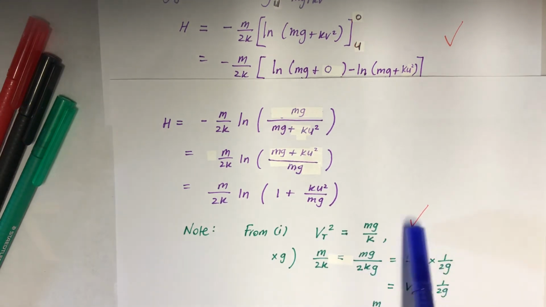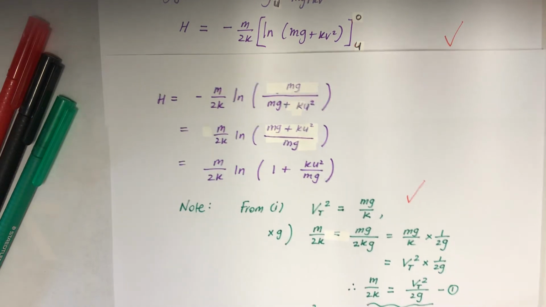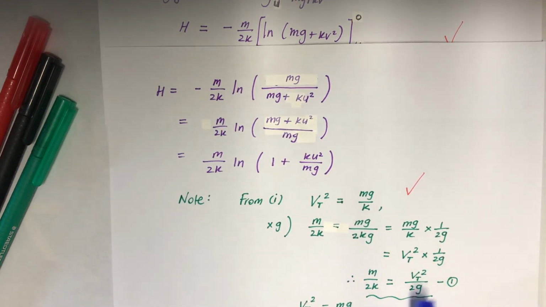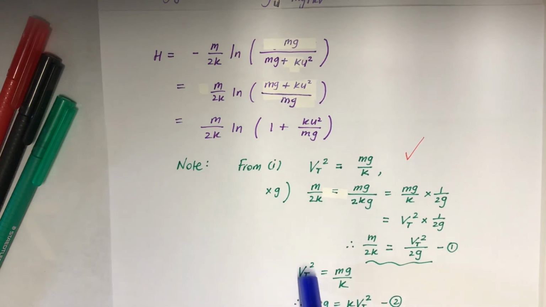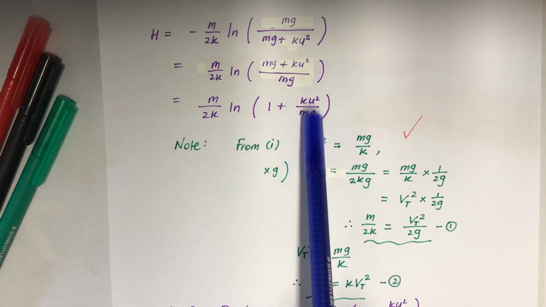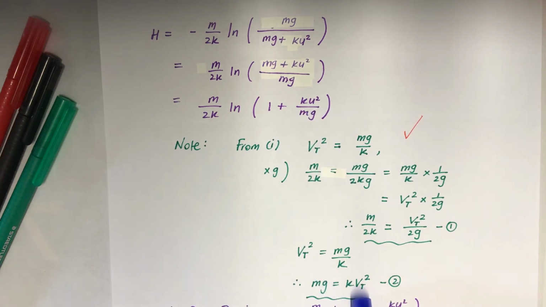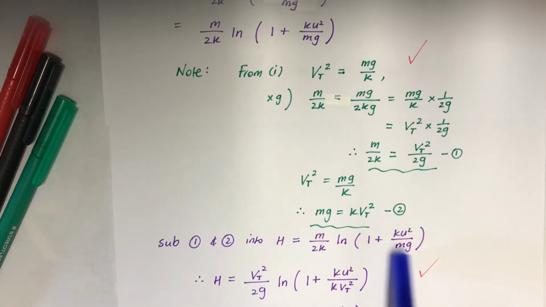And I'm going to separate the mg over k times 1 over 2g, because that I can change into vt squared. And then I can use this as vt squared over 2g. Then I will have vt squared, right? And I'll have a g and everything. So still from here, and also I want to change this in terms of mg here. So I'm going to use this to substitute it in.